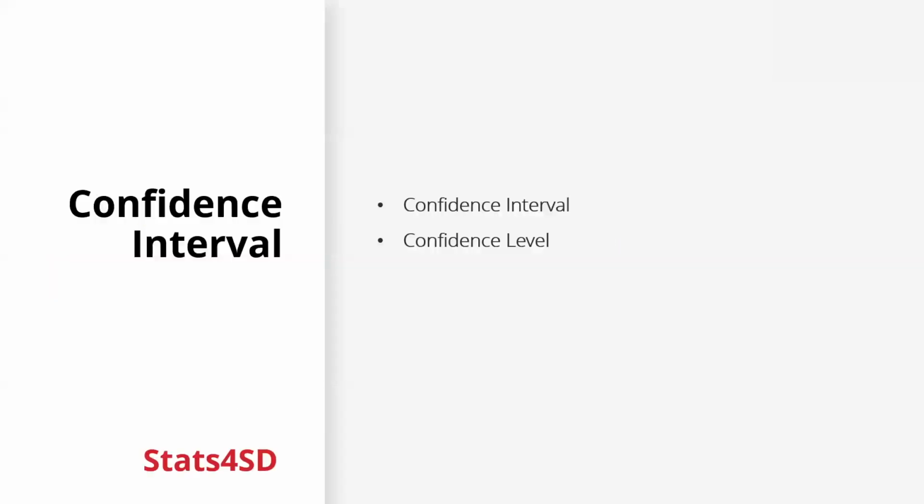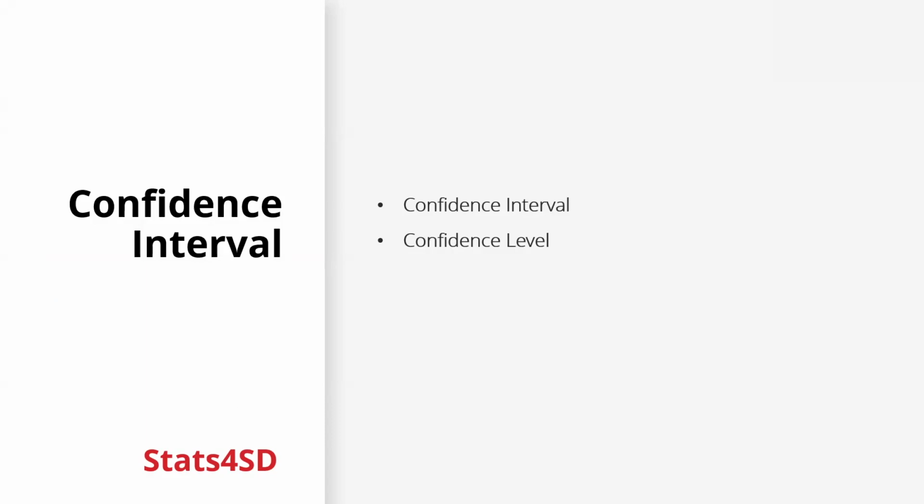The confidence interval. The confidence interval gives an indication of the degree of uncertainty of an estimate and helps to decide how precise a sample estimate is. The confidence interval specifies a range of values likely to contain the unknown population value.